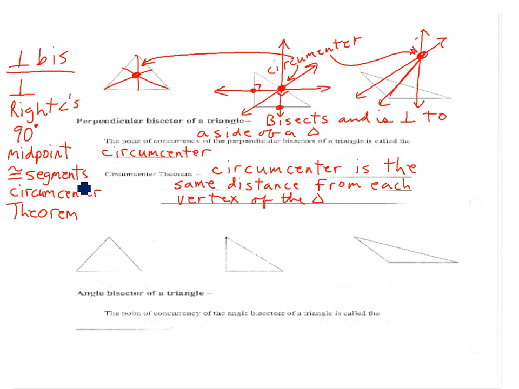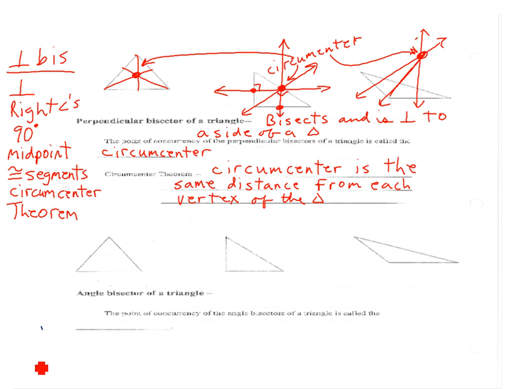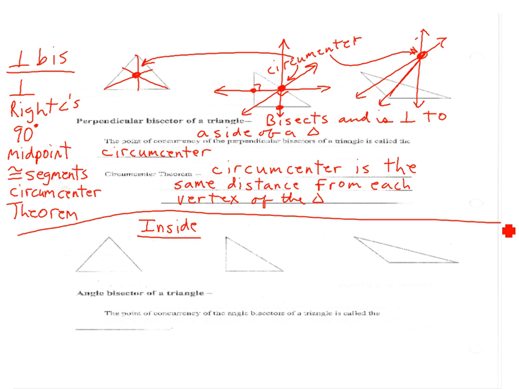All right, angle bisectors of a triangle. Just to tell you something here, all of these, the angle bisectors, are always going to fall just like the medians. Medians all fell inside. All the angle bisectors will be inside the triangles. Angle bisector of a triangle, all it is, it's anything, a line, ray, or segment that bisects an angle of the triangle.